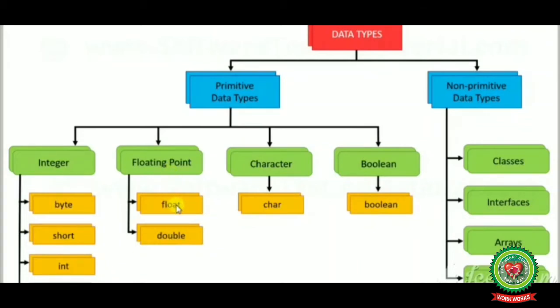Floating type is also of 2 types, that is float and double. Under character we have one, that is the char data type, and under boolean type we have one, that is boolean. And non-primitive types are classes, interfaces, arrays and strings. So these are the different types of primitive and non-primitive types.